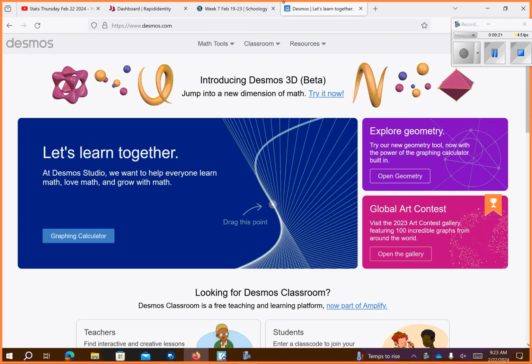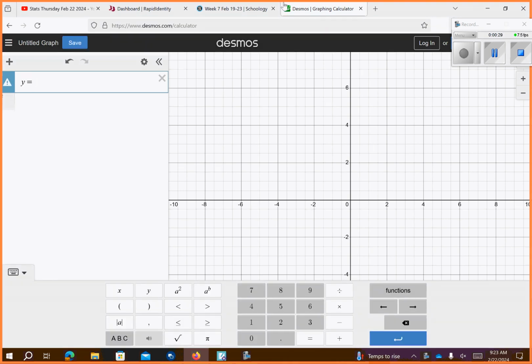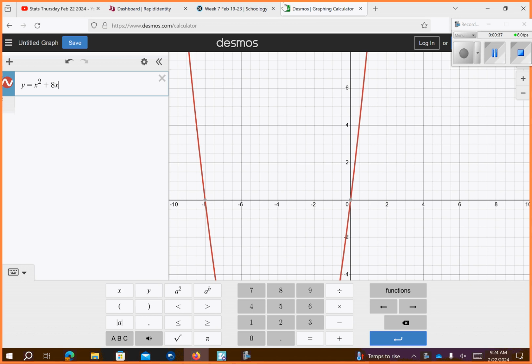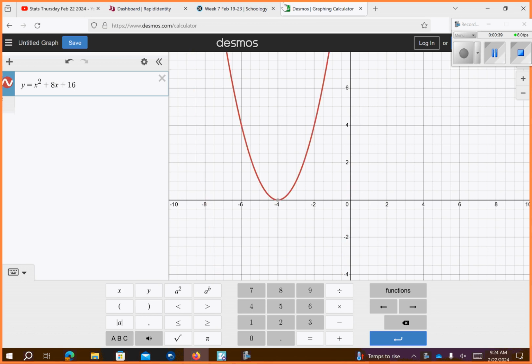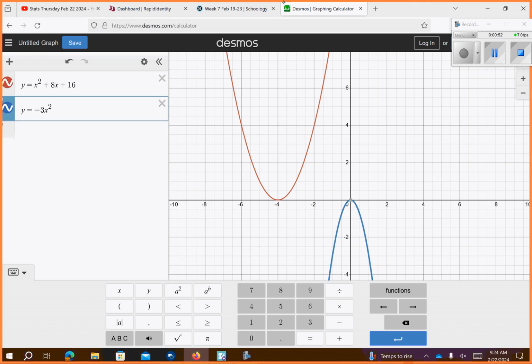All right, so the first equation is y equals x squared plus 8x plus 16. Okay, we get that. And the other one, it looks like they cut off part of it, but it's going to be y equals negative 3x squared plus 6x plus 436.